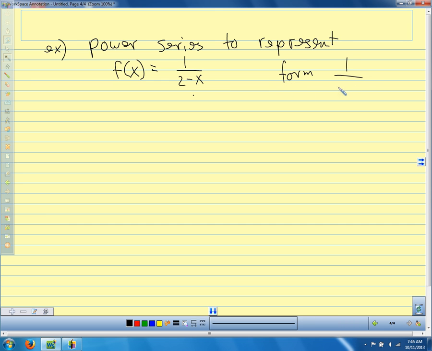a over 1 minus r. We want it in that form. Well, it's pretty close already, right? I just need to turn this 2 into a 1. So what can I do to turn that 2 into a 1?